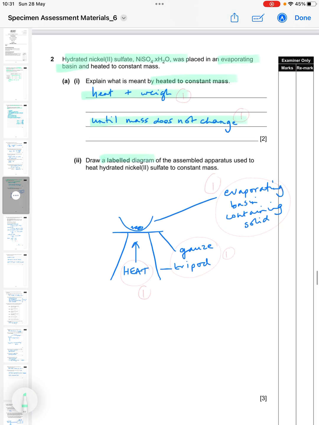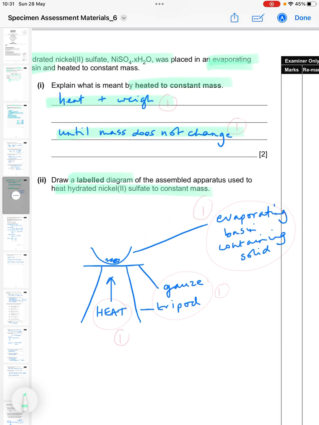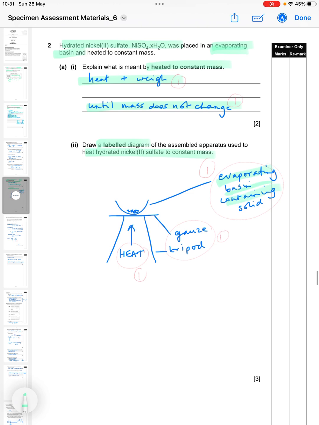Then draw a labelled diagram of the assembled apparatus used to heat this nickel sulfate to a constant mass. Now I thought that was a bit nasty, because when I've done this in class I always would use a crucible to carry out this experiment, but it says use an evaporating basin. So they were looking for the solid in an evaporating basin. That was for 1 mark. Second mark was for having a gauze and a tripod in there, and the third mark was for showing that you're heating it. So it had to be a labelled diagram like that. And make sure you read the question carefully, because that was just a bit tricky, I thought.